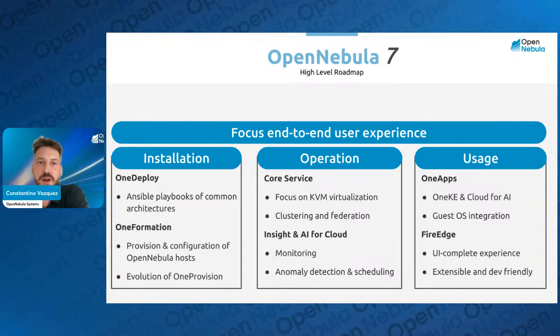We're also going to rewrite one provision, right? So one provision, it's the tool that allows you to increase the capacity of your OpenNebula cloud by requesting bare metal resources from other cloud and edge providers, okay? So we are currently working on a new version of this tool. Okay, we also want to improve on KVM virtualization.